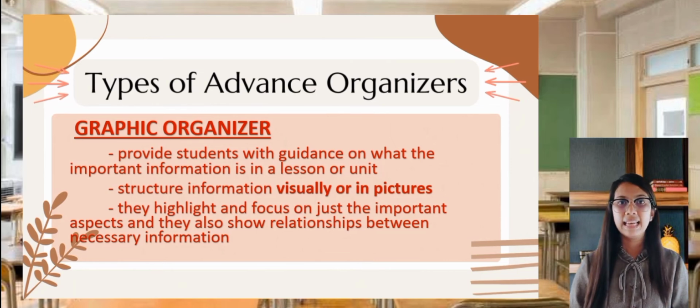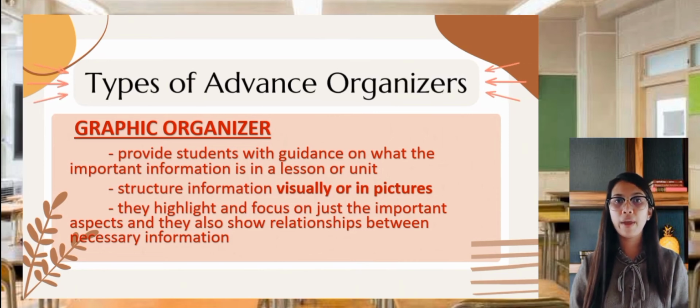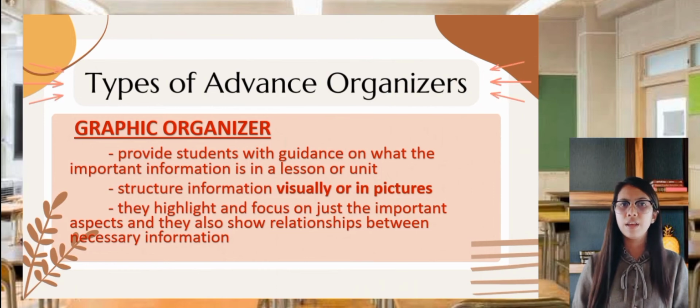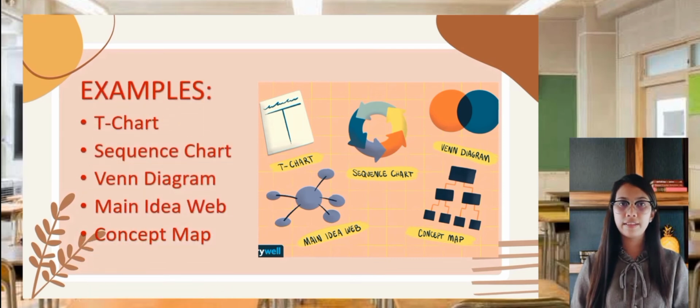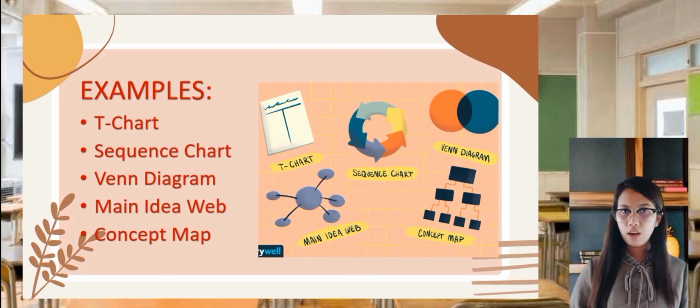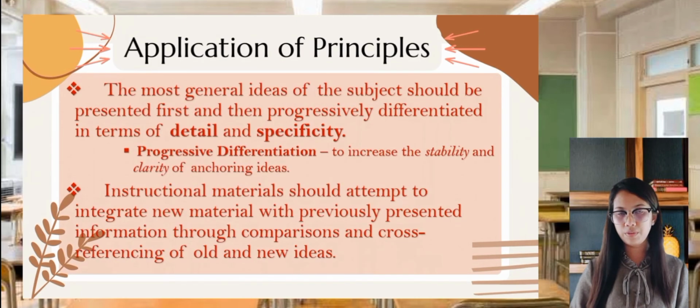With this, it's easy to see what is important and the relationships between the ideas and patterns in the information where they exist. There are many types of graphic organizers, but I'll be stating only 5. It's the T-chart, sequence chart, Venn diagram, main idea web, and concept map. These are some of the many graphic organizers which are available. Now let's move to the application of principles of Ausubel's theory.